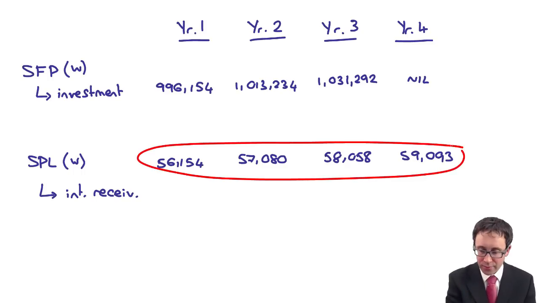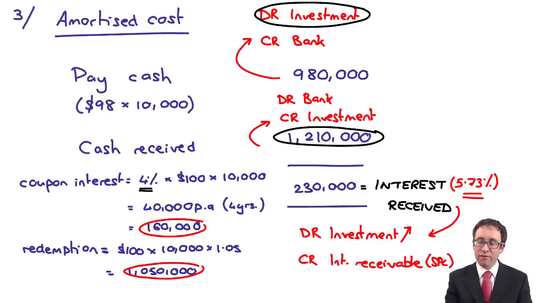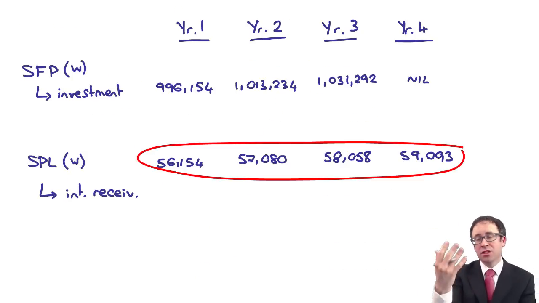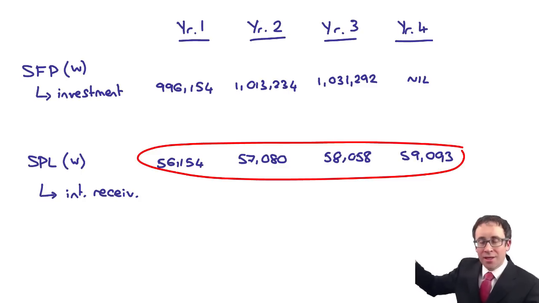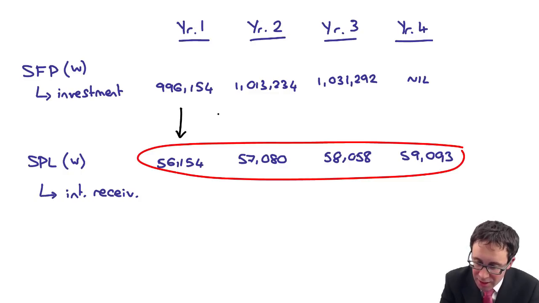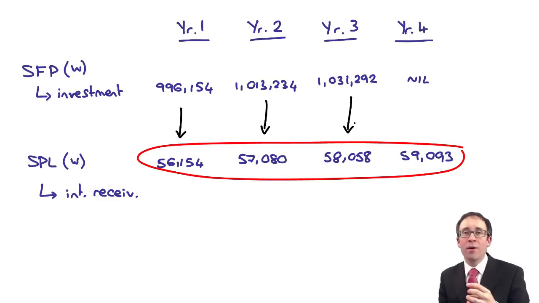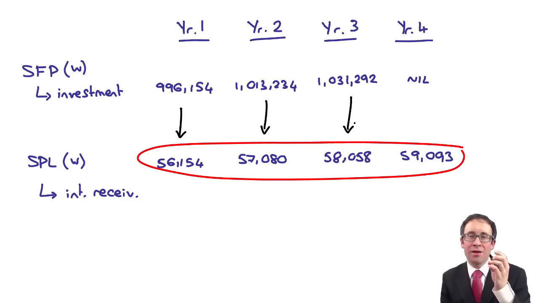And what we've done is we've spread it out over the life. Yeah, it ties back into what we spoke about initially in terms of how this amortized cost works. And what's good about it is that instead of splitting the 230,000 out equally over the 4 years, by using this effective rate of interest, it actually applies the matching concept, doesn't it? Whereby when we have a higher investment receivable, if you like, outstanding, we have a higher interest receivable.